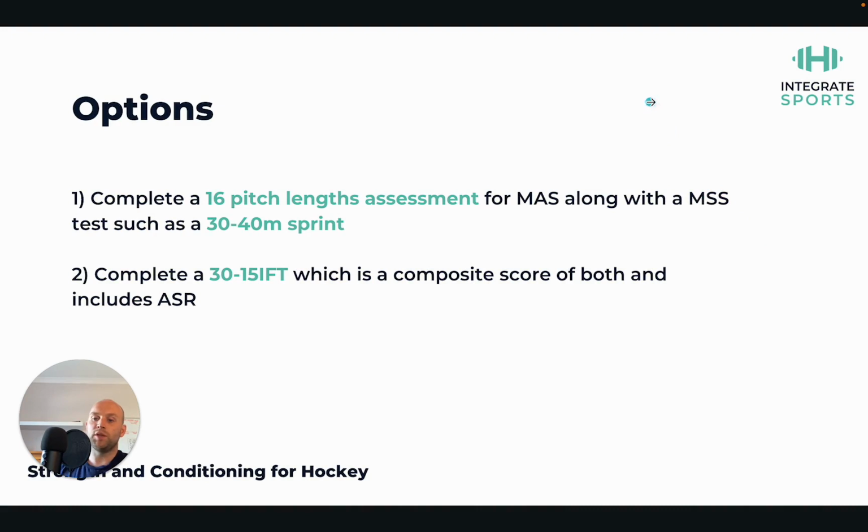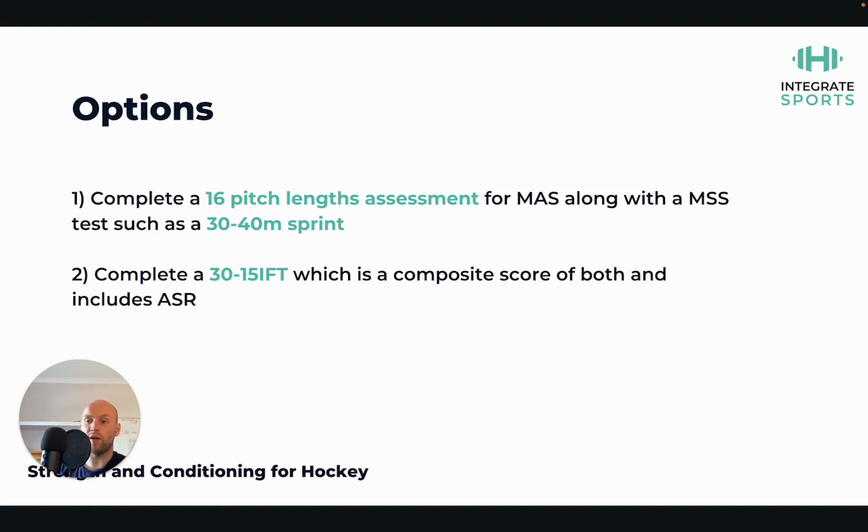So when it comes to options of how we go about assessing and prescribing, we really have two options which we can use. One is a little bit more accurate in terms of prescription and is a little bit more physiologically set up, if you like. You can more accurately prescribe from it physiologically. The other, 16 pitch lengths and a 30 to 40 meter sprint time, are a little bit less accurate in terms of the physiological responses you might see, but are a little bit easier in terms of logistics.